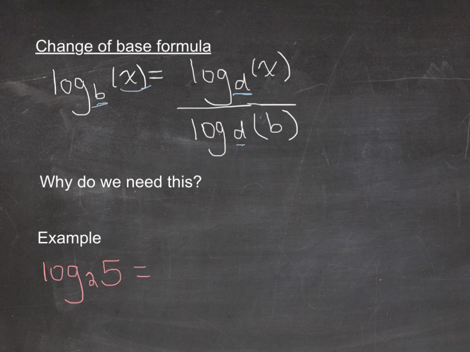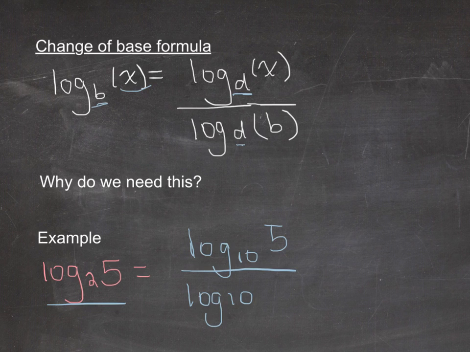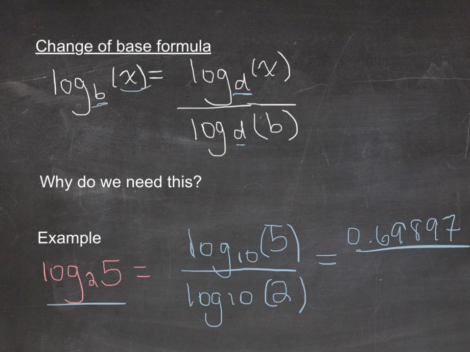So if I want to change this example here into base 10, I can choose any base I want: log base 10 of x, which is 5, over log base 10 of the old base 2. Okay, and then you can use your calculator and calculate the log of 5, which is something like 0.69897, over the log of 2, which is 0.301029, whatever, and then you can just divide those two numbers.